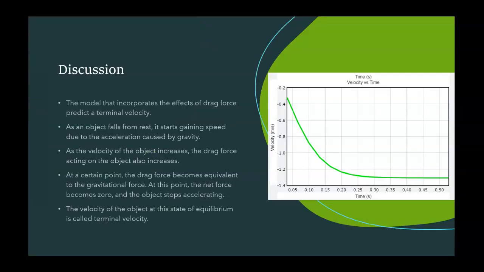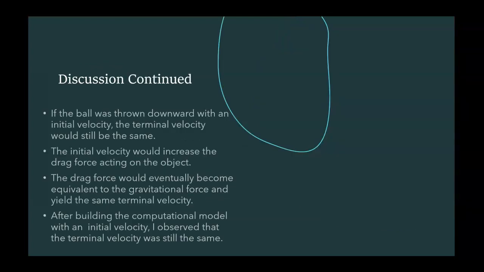The terminal velocity is predicted by the model that incorporates the effects of the drag force. As an object falls from rest, it starts gaining speed due to acceleration caused by gravity, and as the velocity of an object increases, the drag force acting on the object also increases. At a certain point, the drag force becomes equivalent to the gravitational force, the net force becomes zero, and the object stops accelerating, and that point is called the terminal velocity.